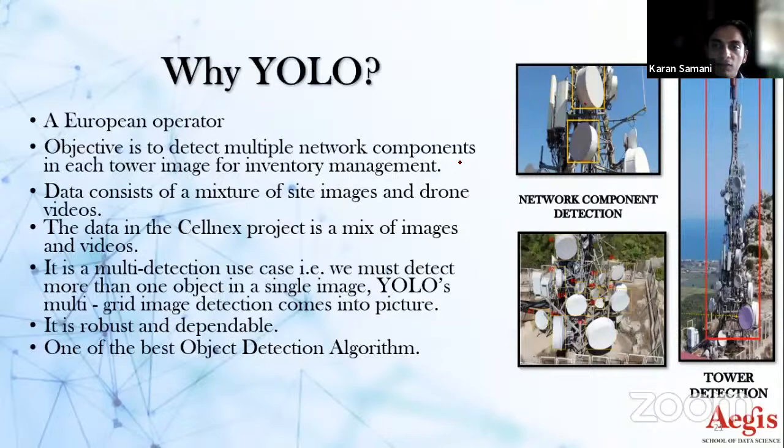For inventory management, at the time when they installed the tower, they drew an Excel sheet. In that Excel sheet they jotted down all the components they placed on those towers. For example, 5 antennas of this particular kind A, 5 antennas of kind B, and 5 antennas of kind C. So they already drew out these Excel sheets.